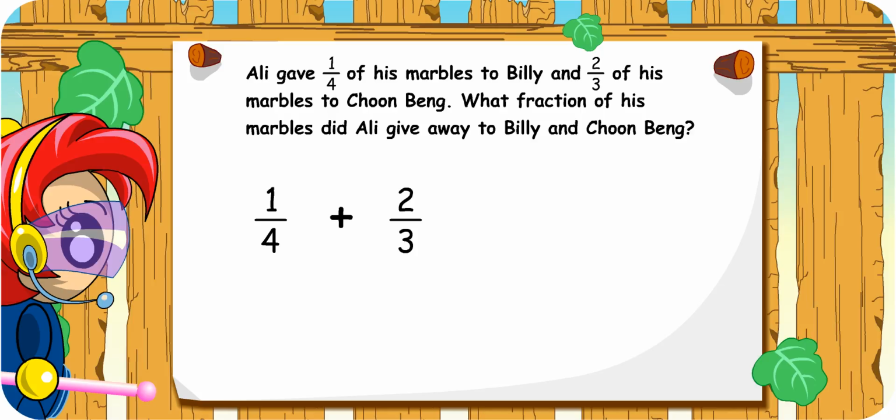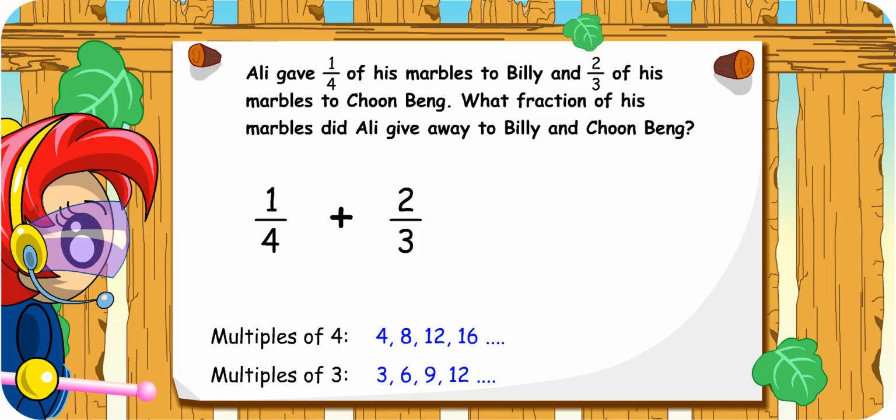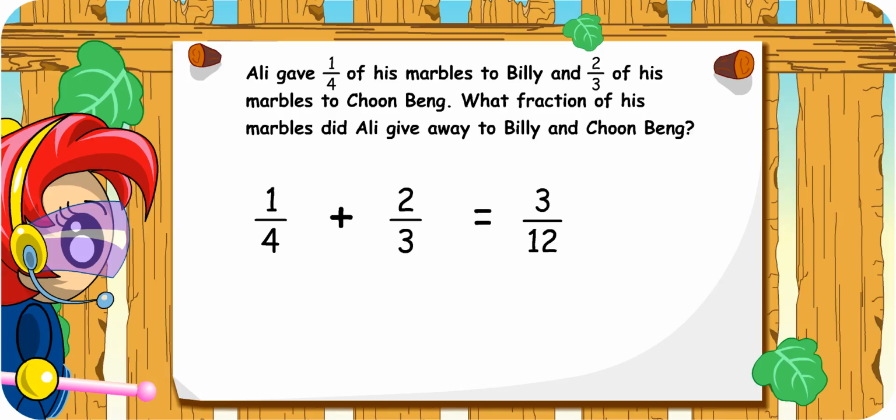We do that by finding equivalent fractions. To get equivalent fractions, we find the first common multiple of 4 and 3, which is 12. To make 1/4 equal to 3 over 12, we multiply the denominator by 3 to get 12. Similarly, we have to multiply the numerator by 3. So, 1 times 3 equals 3.